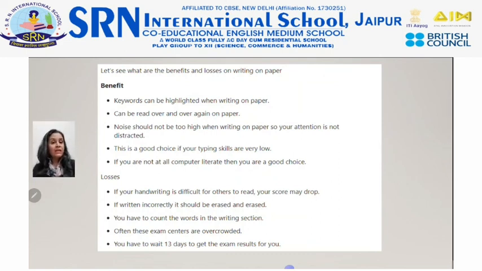If your handwriting is difficult for others to read, then your score may drop. If written incorrectly, it has to be erased again and again. You have to count the words yourself in the writing section of the pen and paper assessment. Often these exam centers are overcrowded because most students appear for the pen and paper assessment. And lastly, you have to wait at least 13 days to get your final result.